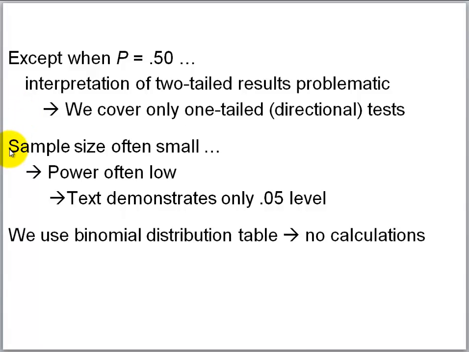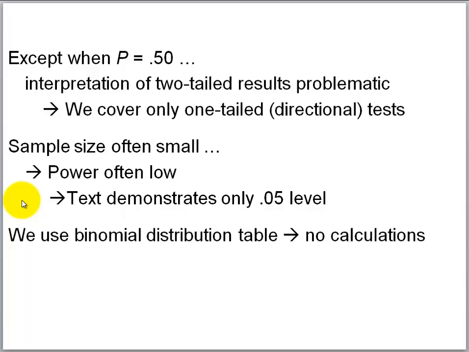And further, I've mentioned to you that this test is often used with small sample size. With small sample sizes, power is often low. And that being so, this text only demonstrates the binomial test where the significance level is 0.05. Use of the 0.01 level makes rejection of the null more difficult, and with small sample size, it's often a good idea to stick with the 0.05 level. If sample size is sufficiently small, one might even want to use the 0.01 level.